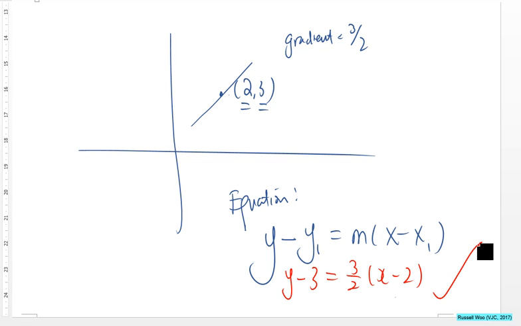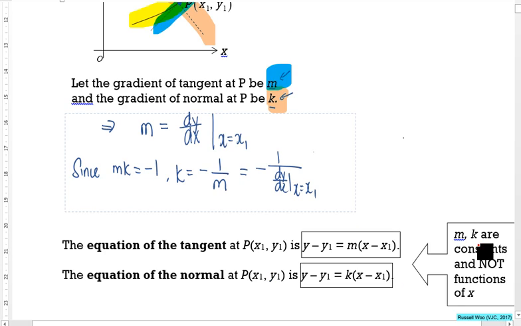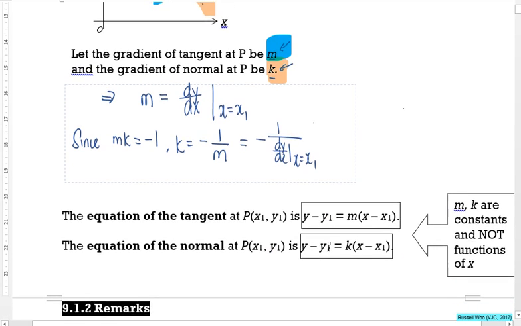Okay, if you are familiar with this idea, then the equation of the tangent is y minus y1 equals m(x minus x1), where m is the gradient of the tangent. The normal is y minus y1 equals k(x minus x1). Okay, I don't want to say too much. We must move on with the examples, then you can understand a bit better.